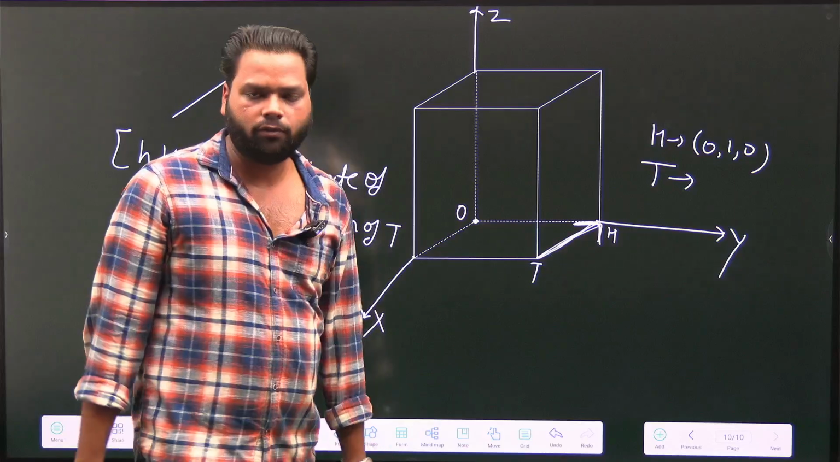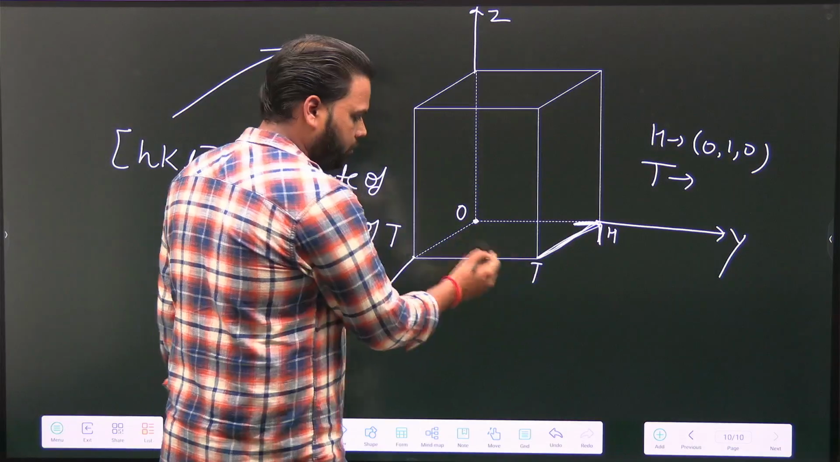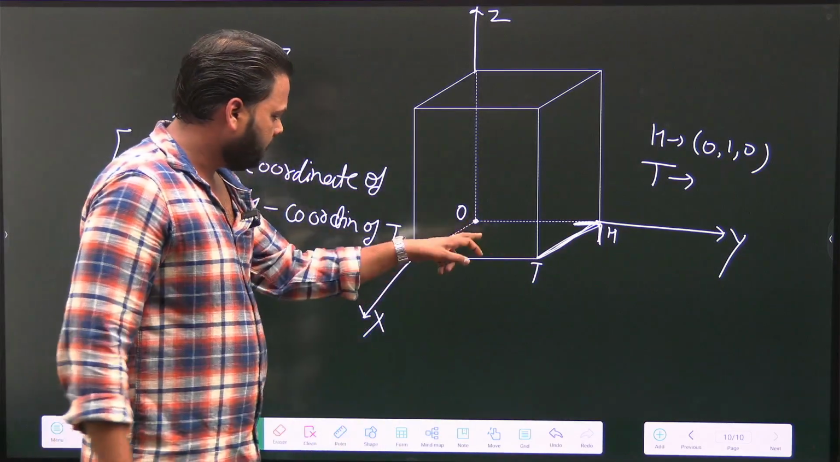1 1 0, yes obviously. To come from here to here, from this to this point, what distance will you cover?